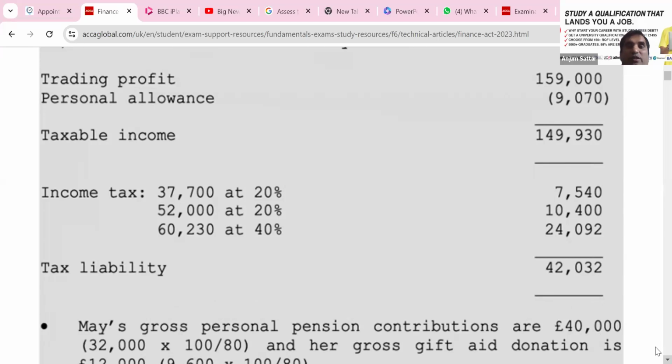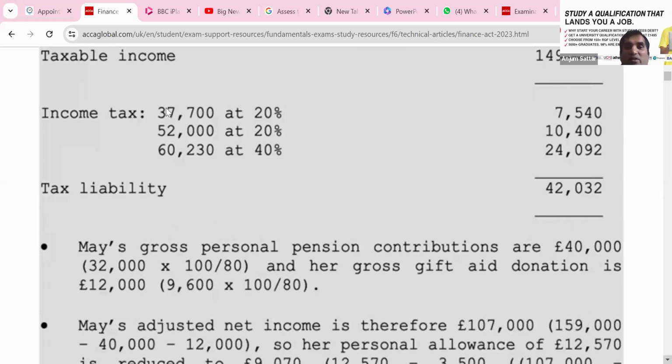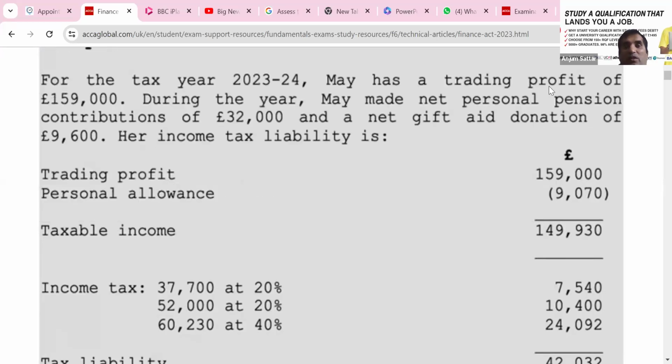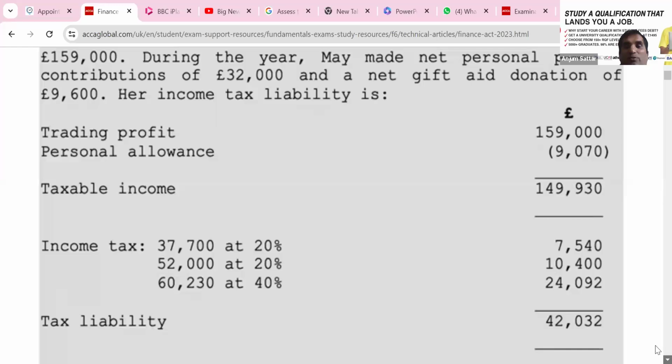And then of course, in this case income tax at 20%, remaining, and additional. May's gross personal pension contribution is 40,000. So 32,000 times 100 divided by 80, because the 20% tax is deducted at source. So her gross gift donation is 12,000. So 12,000 plus 40,000 makes 52,000. So we can minus from 109,000, minus 50,000. Yes, that's what we can look around in a minute.